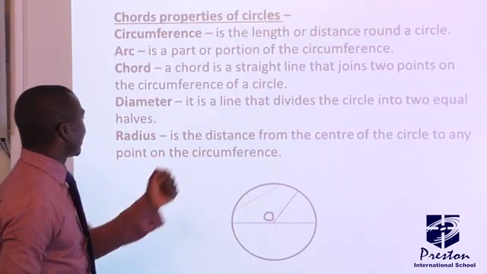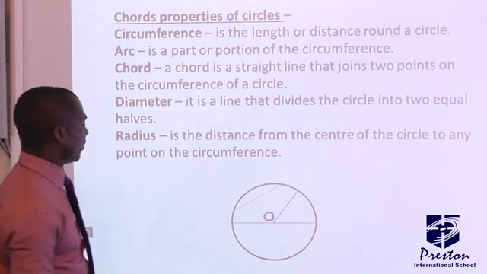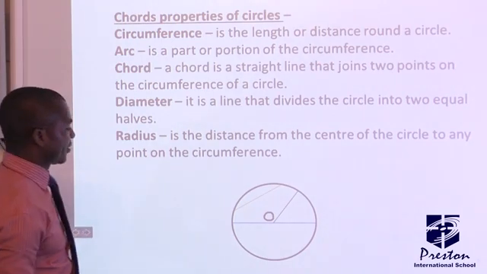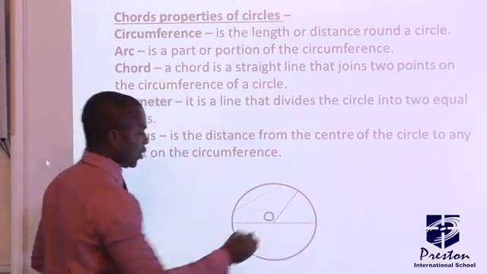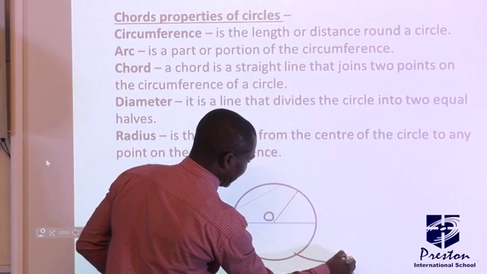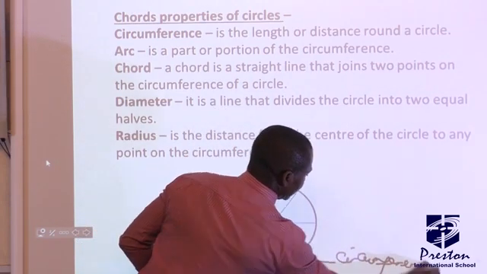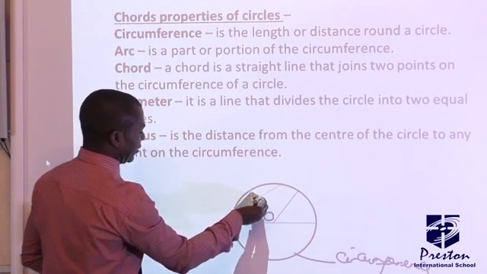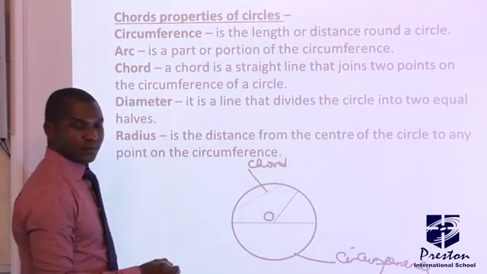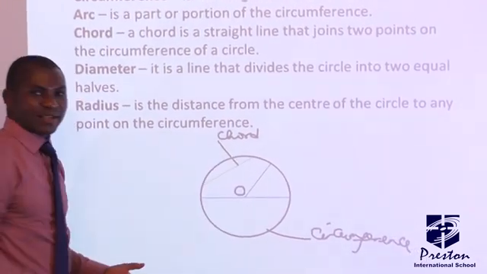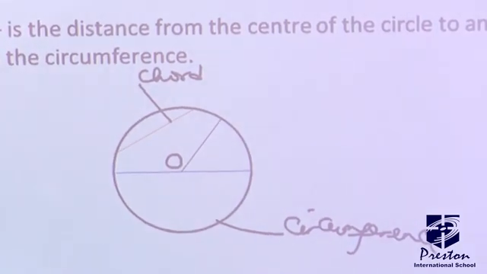Now let's take the definitions of these important parts of the circle. For circumference, the distance round the circle is called the circumference. Now this is called the circumference. And this is called a chord. A chord is just a straight line that joins two points on the circumference.